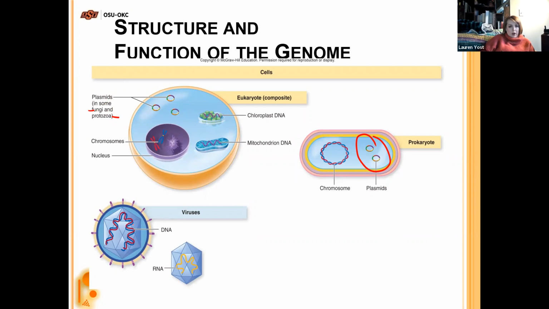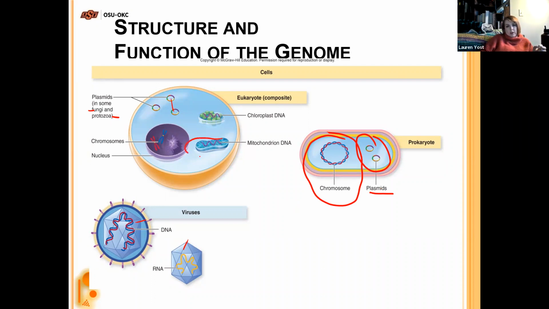With viruses, we've got DNA or RNA, but never both. It could be single-stranded or double-stranded. Bacteria have a single circular chromosome. That's their actual chromosomal DNA, and they could have plasmids that can carry other genes, like antibiotic resistance. Our specific cells wouldn't have plasmids, but fungi and protozoa could.